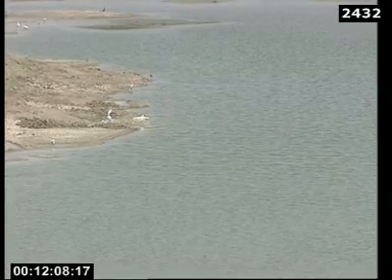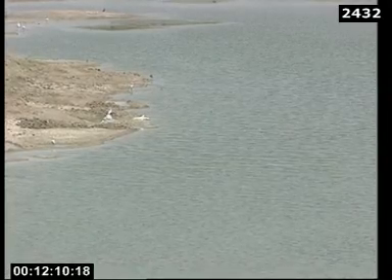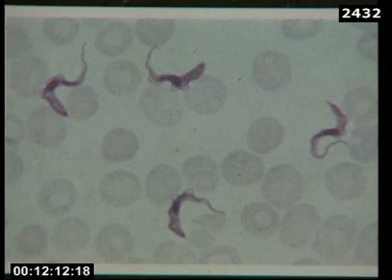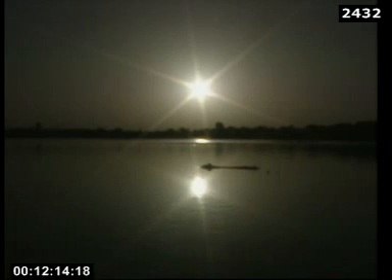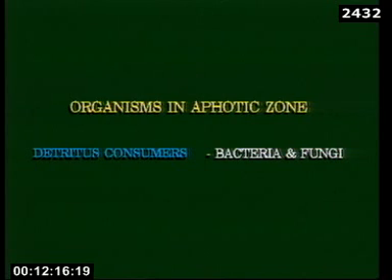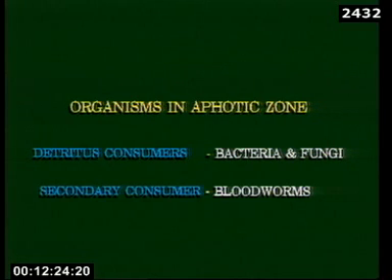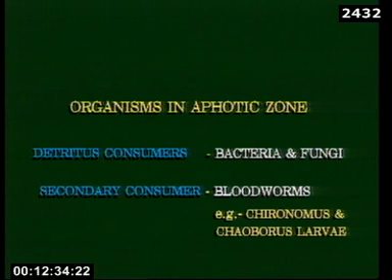In the profundal or aphotic zone, the detritus consumers and secondary consumers are met with. The detritus consumers form the major community consisting of bacteria and fungi. The secondary consumers consist of bloodworms, that is, hemoglobin-containing organisms like Chironomus and Chaoborus larvae.